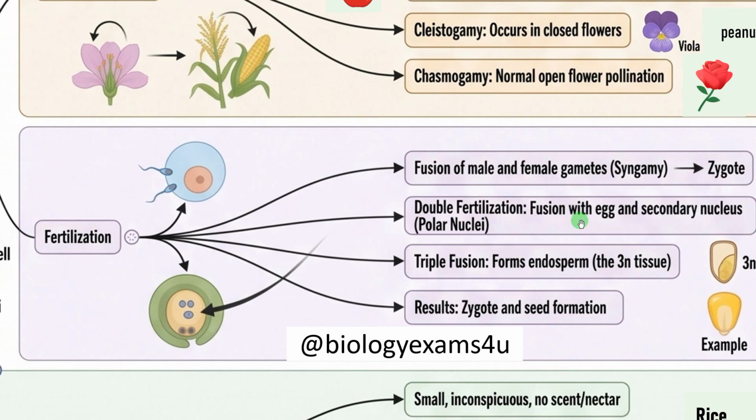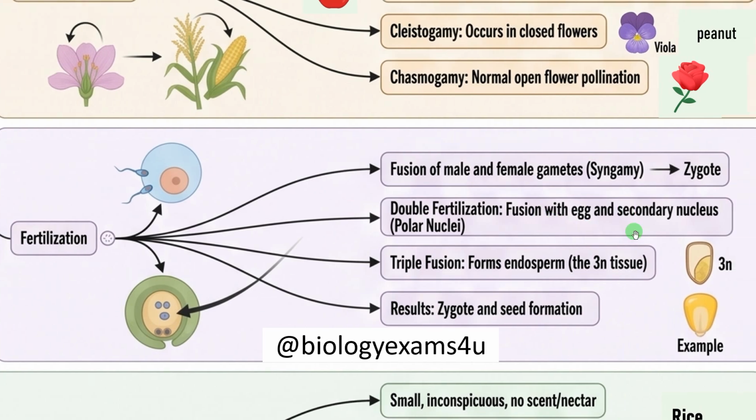The second male gamete fuses with the secondary nucleus. Two polar nuclei combine to form a diploid secondary nucleus, and this male gamete fuses with that secondary nucleus, forming a triploid tissue that later becomes endosperm. So there are two fertilizations happening. First, the fusion of male gamete with the female gamete. Second, the fusion of the second male gamete with the secondary nucleus. That is why in flowering plants or angiosperms it is called double fertilization.